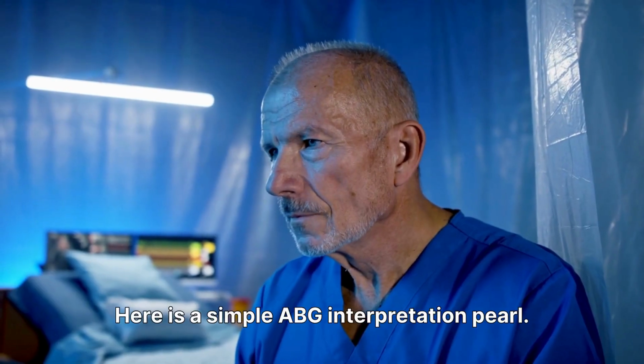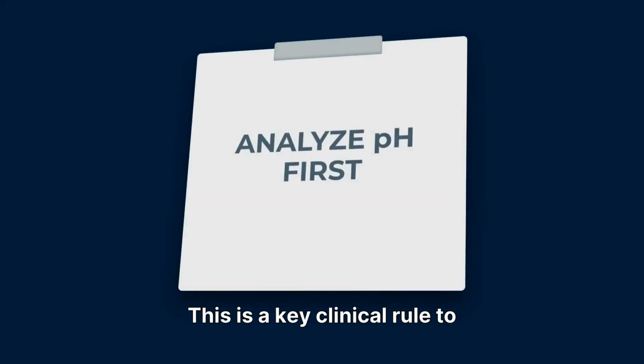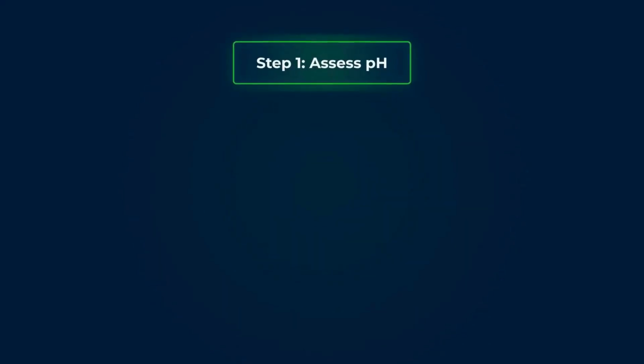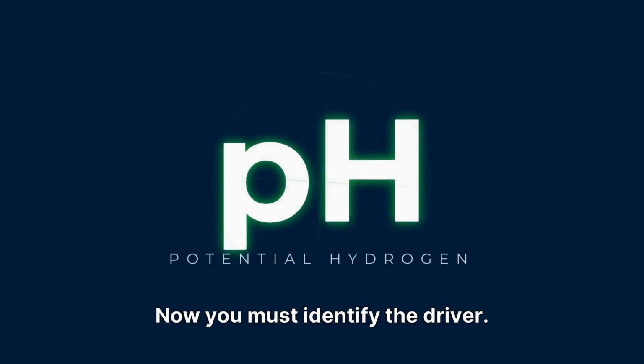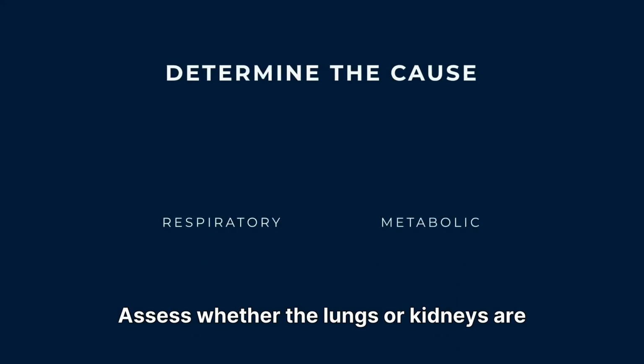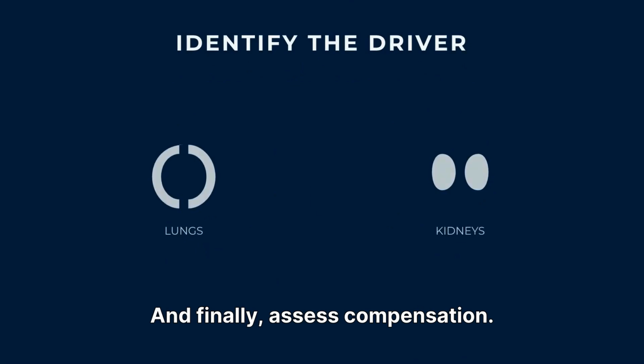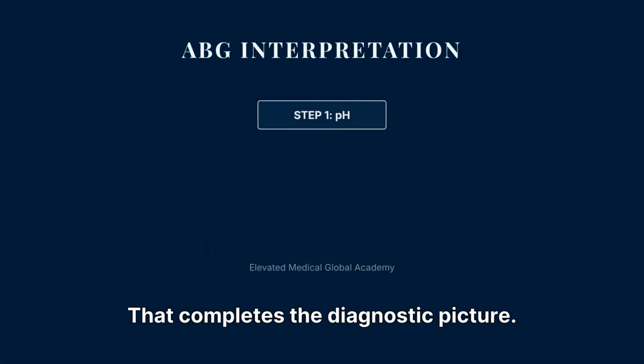Here is a simple ABG interpretation pearl. This is a key clinical rule to remember. Start with the pH. It's your first anchor. Then determine whether the cause is respiratory or metabolic. Now you must identify the driver. Assess whether the lungs or kidneys are driving the change. And finally, assess compensation. That completes the diagnostic picture.